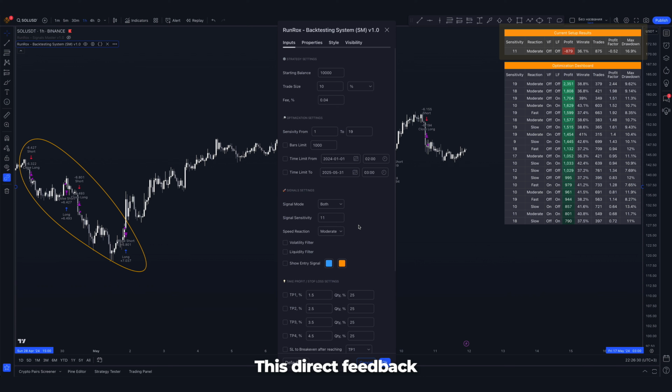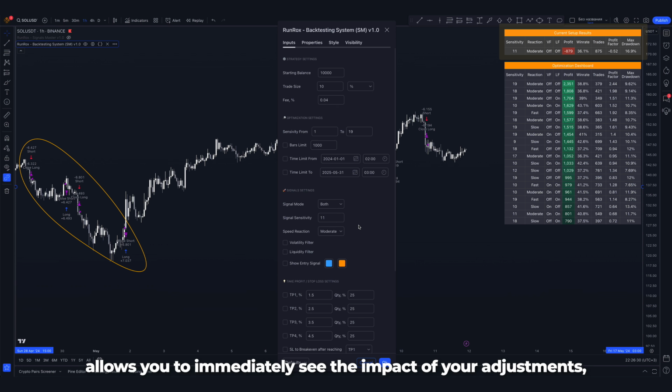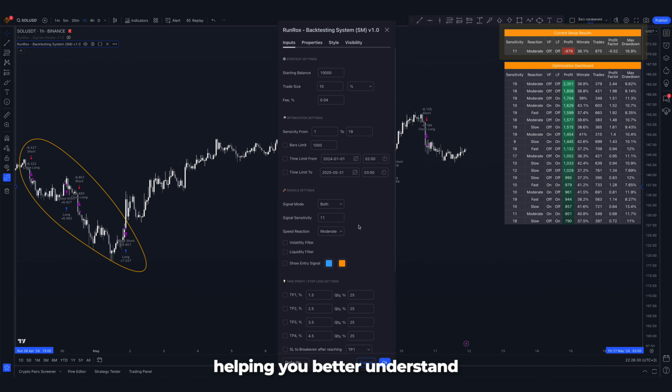This direct feedback allows you to immediately see the impact of your adjustments, helping you better understand how changes to these parameters influence the trading signals and potential entry points generated by the system. This feature is essential for fine-tuning your strategy in a more interactive and responsive manner.